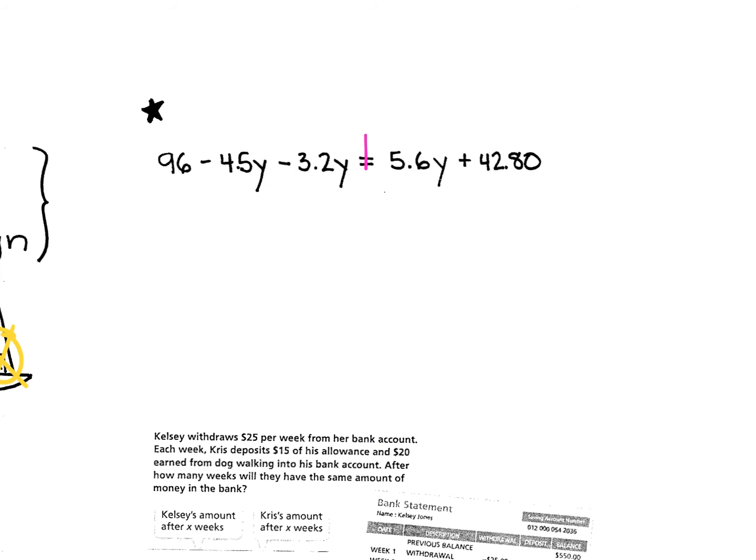The first thing that I'm going to do is mark where my equal sign is. As you can see, we have some like terms on the left-hand side. So I have a negative 4.5y and a negative 3.2y. Let's make a note here. I want you to make sure you combine like terms first. That's going to be the first thing that you do on an equation that needs it.